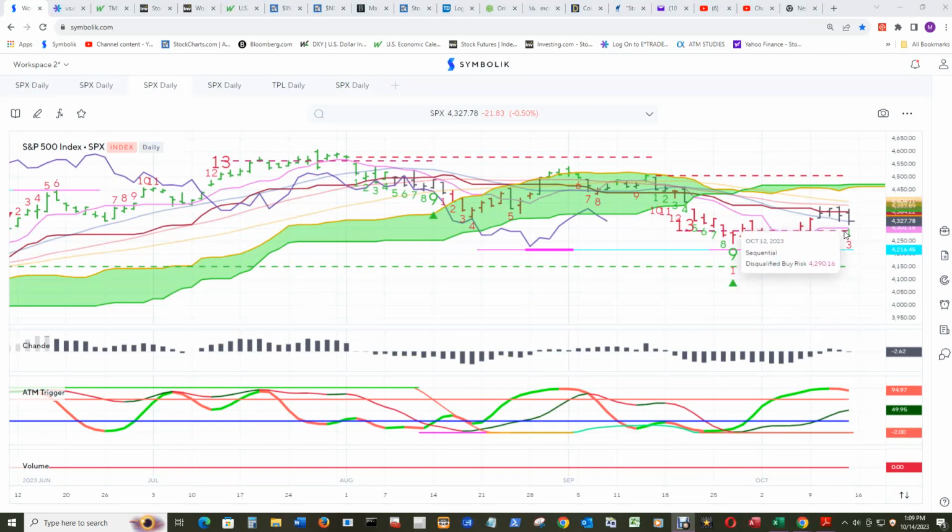4290.16, should offer support. The Shanghai momentum indicator ticked back down into the negative section slightly, negative 2.62. The fast ATM trigger down is more of a pronounced rollover. However, the slow trigger up, hence the name slow, is still pointed up and to the right for now. And pressure up is still down here at negative 2.0.